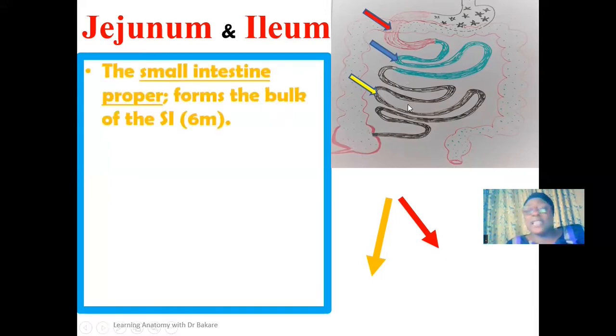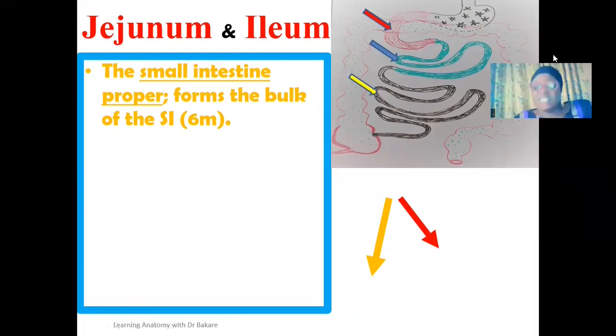The jejunum and the ileum form the small intestine proper, which means that they are the main region of the small intestine. The entire length of the small intestine is about 6.5 meters, and out of this, 6 meters is taken up by the jejunum and the ileum, which is why they are also referred to as the small intestine proper. The first segment, the duodenum, is about 25 centimeters in length. You can see how small the duodenum is, highlighted in red, while the bulk of the small intestine is taken up by the jejunum and the ileum. So this is the small intestine.